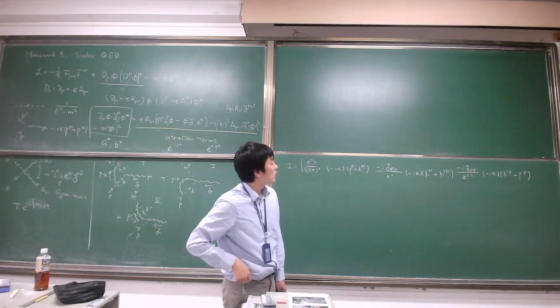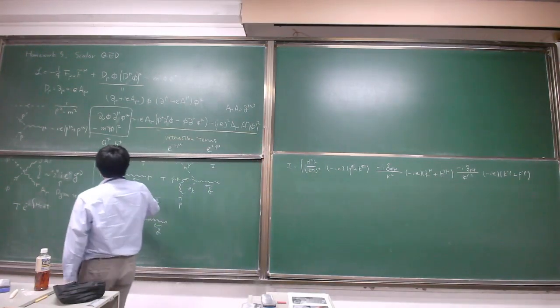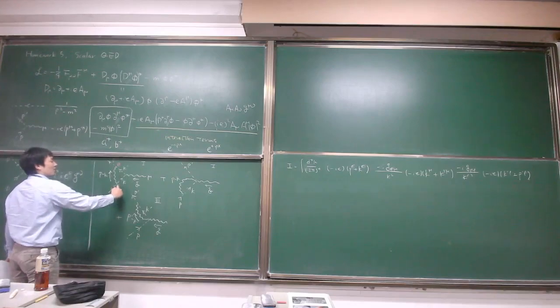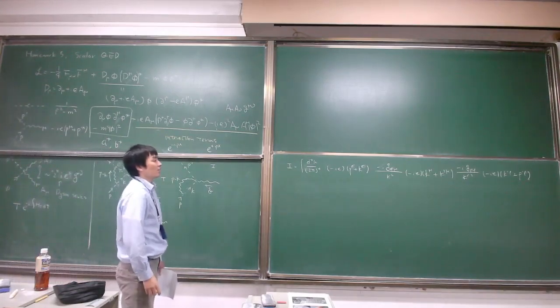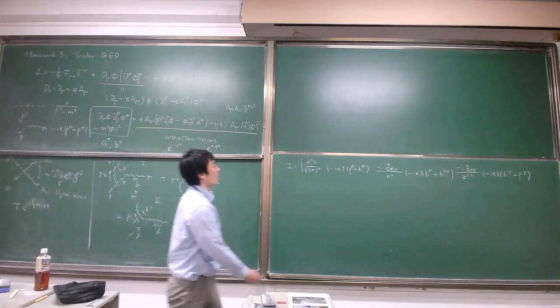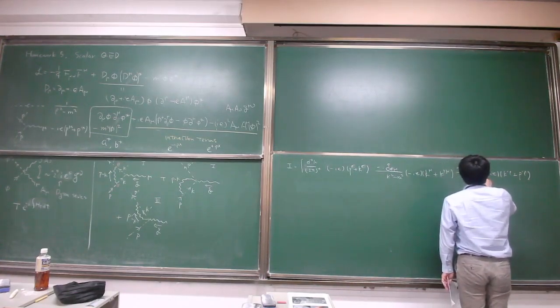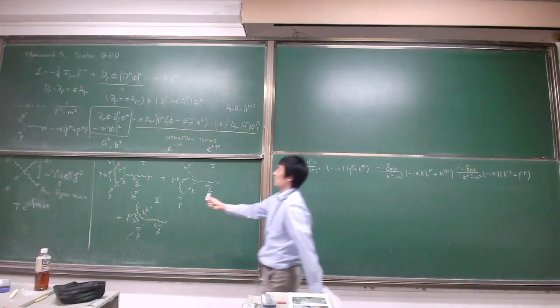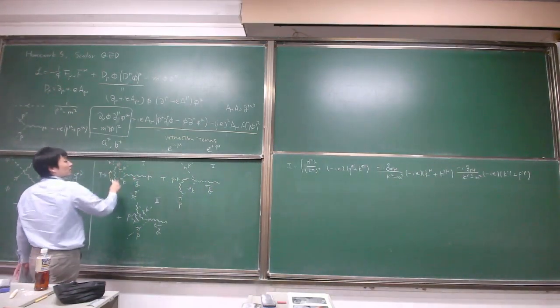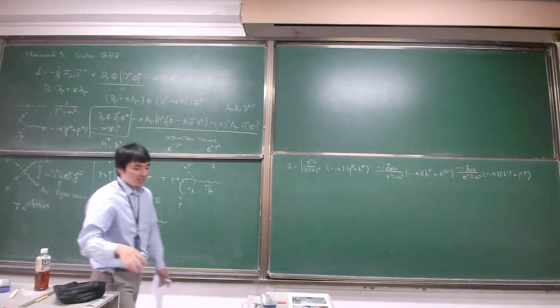Oh my goodness, I forgot to include this one. So I need to include this one. And then, okay, it's a scalar, sorry, minus n squared. So this is the scalar propagator. You have to include minus. Oh my goodness.